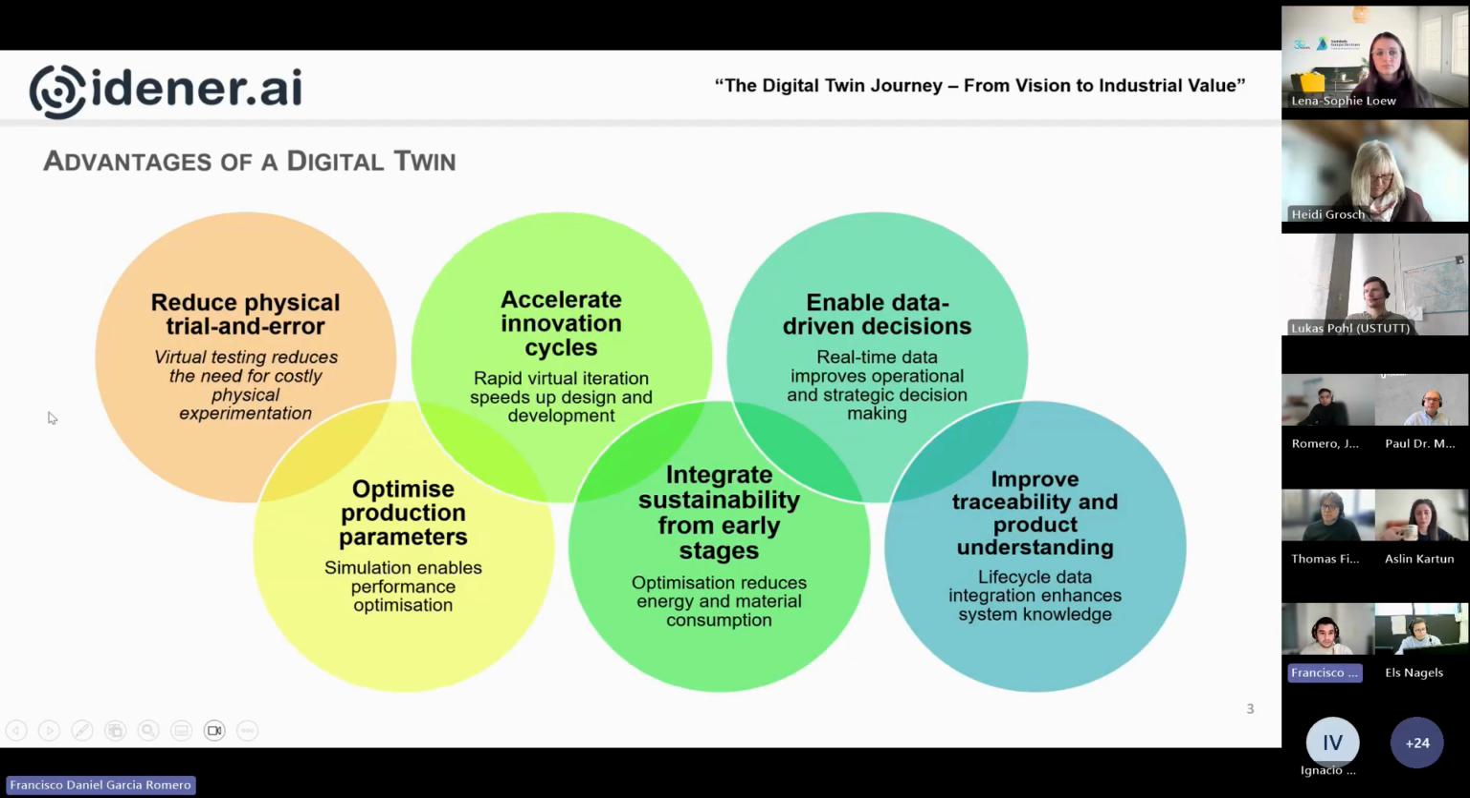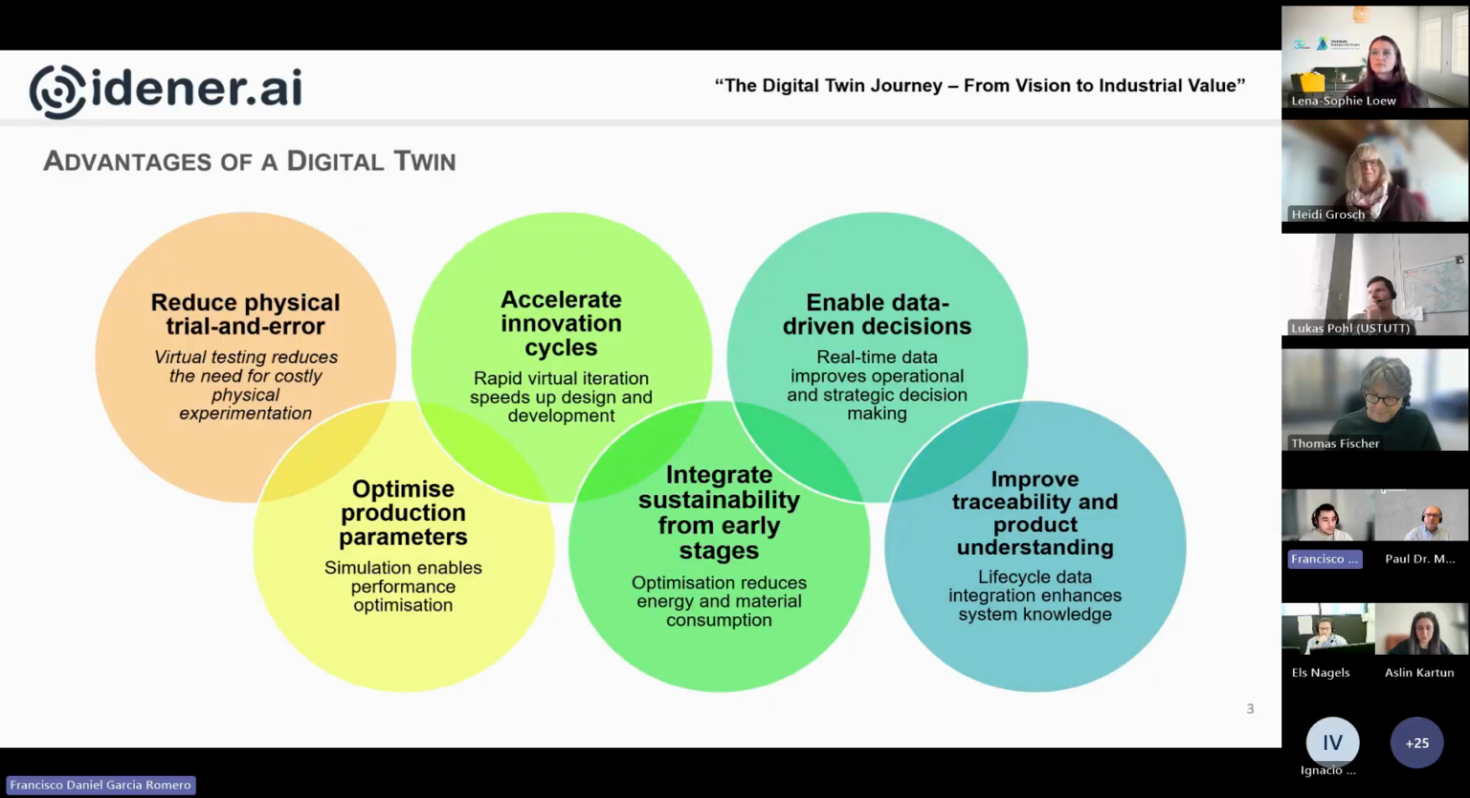So what are the advantages of a digital twin? First, they reduce the physical trial and error with its associated costs. They reduce the prototyping and so on. With this, they accelerate the innovation cycles because you can virtually test and iterate rapidly without needing to go so much to the laboratory. So you can design modifications and evaluate them quickly in this virtual environment.